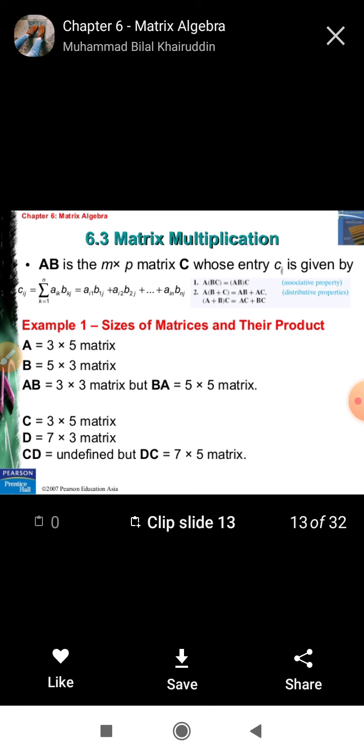Size of matrices and their product. Suppose the size of A is 3 by 5 and the size of B is 5 into 3. Then the number of columns in A is equal to the number of rows in B. 5 is common in both. So AB is a 3 by 3 matrix and BA is a 5 by 5 matrix.